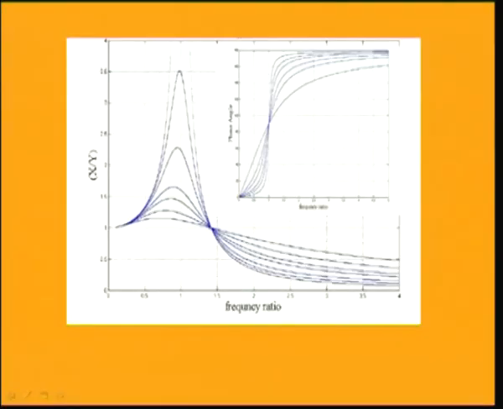In case of support motion, we have seen that when omega equals root 2 times omega n, irrespective of damping, X equals Y, that is, the amplitude of motion of the support equals the amplitude of the vibration of this mass. And to isolate the vibration, you should always operate the system at a frequency more than root 2 times the natural frequency of the system.